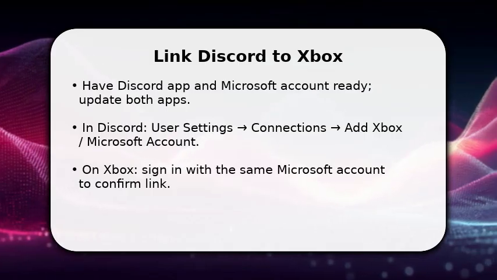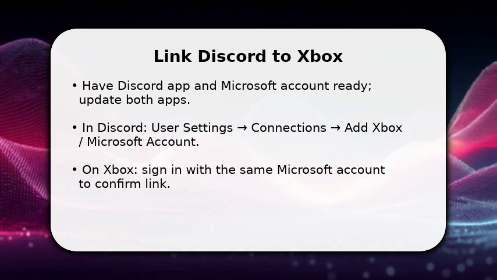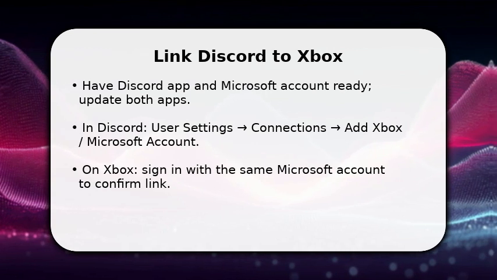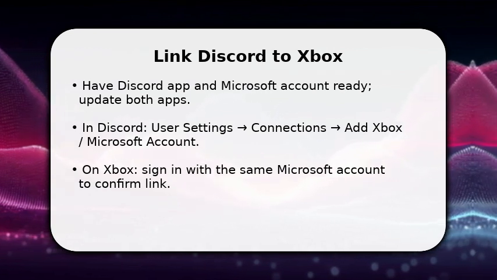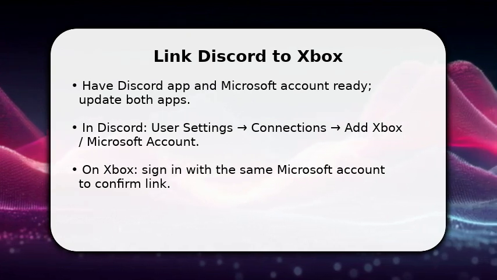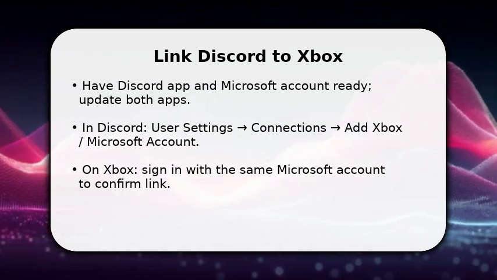You start by linking accounts so Xbox can surface Discord events. Open Discord, go to User Settings, then Connections, and add your Microsoft/Xbox account. Sign in when prompted. Once you authorize, Discord will show Xbox as a connected service.